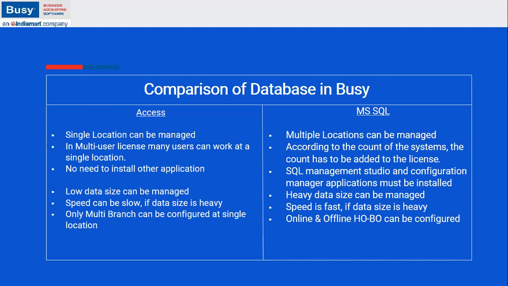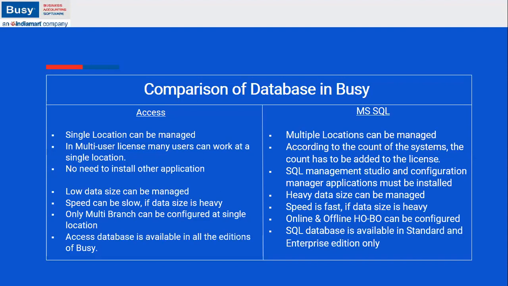Online and offline HOBO can be configured. Both modules are possible in MS SQL database. So if you want to use Busy in multi-branches at multiple locations, then you have to configure MS SQL database, because head office and branch office, centralized server, multiple locations, all these things are possible with MS SQL database only, not in MS Access.